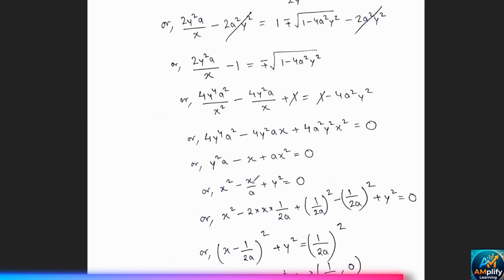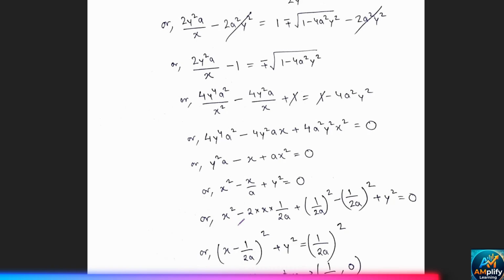Now we divide it by a, we get this equation, and you can see that we can transform this equation in the form of a perfect square, right? So what we do, we multiply it by 2 and we divide this by 2. So we write it in this format: x square minus 2 into x into 1 by 2a. So this is basically equal to minus x by a, and then we write 1 by 2a whole square and minus 1 by 2a whole square. This is basically 0, we can add 0.